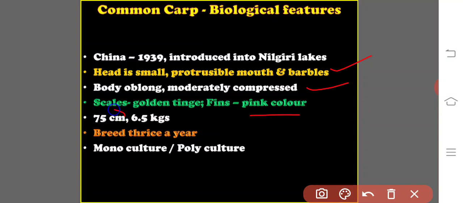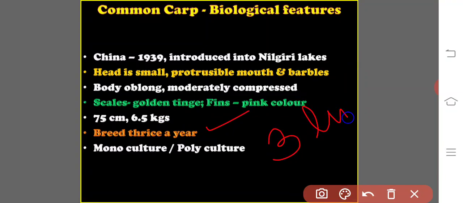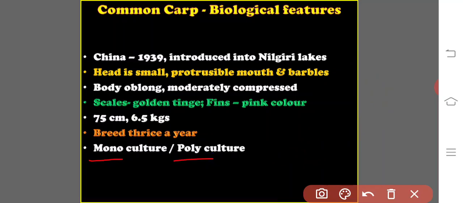At the maximum it grows up to 75 centimeters in length and weighs about 6.5 kg. The specialty is that it breeds three times in a year, and it can be cultured as monoculture or polyculture. Singly, the common carp can be cultured individually, or it may be mixed with other carps like Ctenopharyngodon idella and Hypophthalmichthys molitrix, a combination that will be polycultured in a composite fish farm.